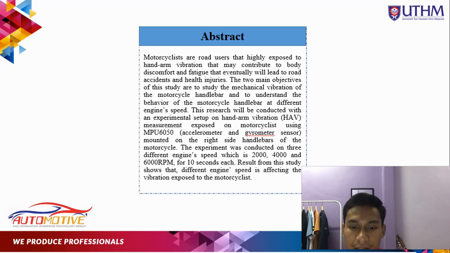This research will be conducted with an experimental setup on hand-arm vibration measurement exposed to the motorcyclist using an MPU 6050 sensor, which is an accelerometer and gyrometer sensor, mounted on the right side handlebar of the motorcycle. The experiment was conducted on 3 different engine speeds, which are 2000, 4000 and 6000 RPM for 10 seconds each. Results from this study show that different engine speed affects the vibration exposed to the motorcyclist.